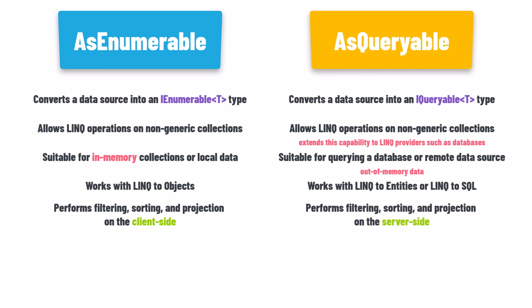Now that we understand the differences between AsEnumerable and AsQueryable, you might wonder when to use each method. Use AsEnumerable when you want to perform LINQ operations on non-generic collections like arrays, DataTable, or DataSet. Use AsQueryable when you want to leverage the full power of the LINQ provider, and perform advanced query operations supported by the provider. This will be especially used for databases. That's all you have to know about both methods.